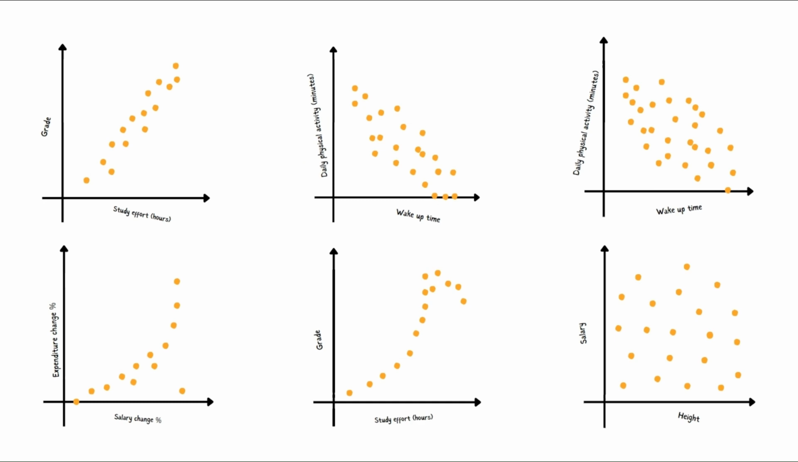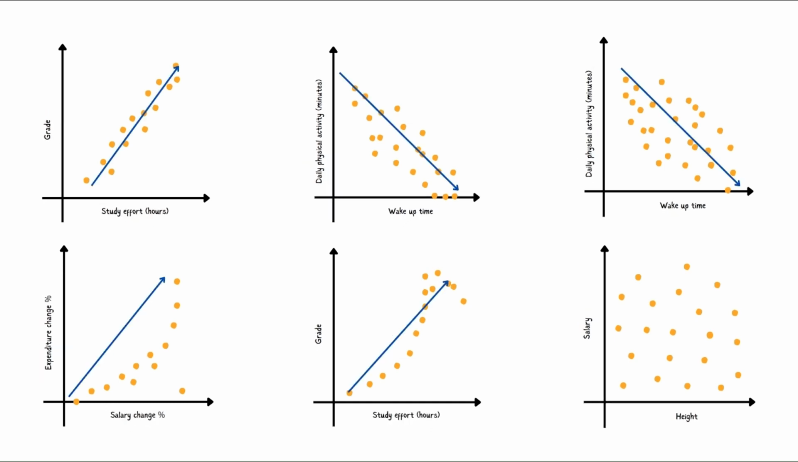Scatterplots can look very different in terms of the direction of the point cloud, which can be ascending or descending, in terms of the shape the point cloud follows, linear or nonlinear, and in terms of the dispersion of the points, or how wide the point cloud is.